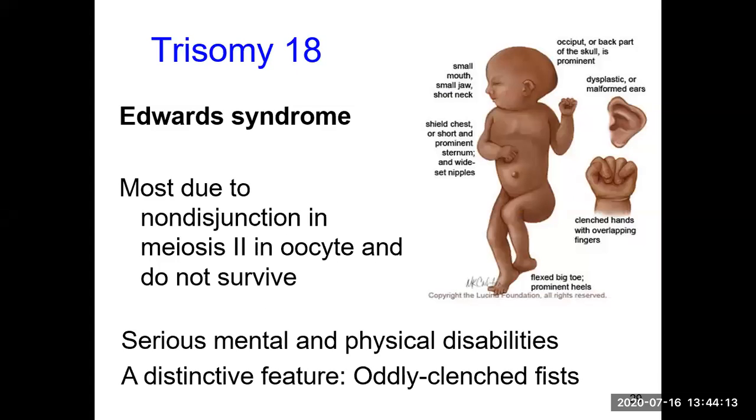This is trisomy 18, Edward syndrome. Individuals will not survive after 1 year. You see some distinct features here. A fist is always very clenched, and there could be overlapping fingers. Ears are malformed, okay? The neck is short or almost absent. So this is also due to non-disjunction, with serious mental and physical disabilities.